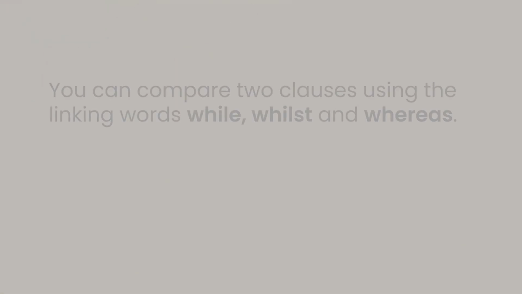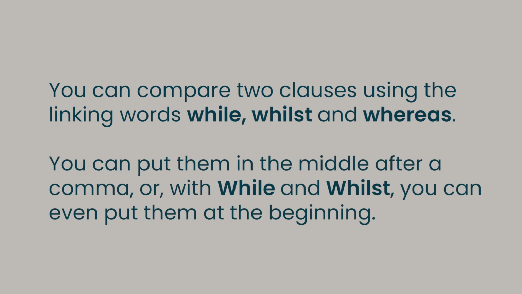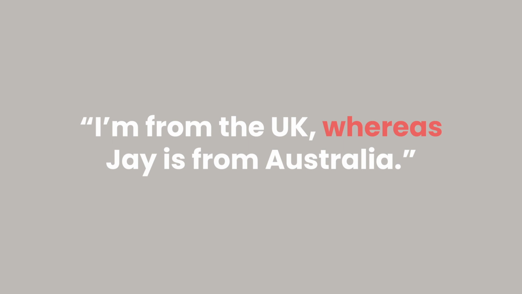Huh? Let me show you. You can compare two clauses using the linking words while, whilst, and whereas. You can put them in the middle after a comma, or with while and whilst, you can even put them at the beginning. So, for example, Matt said, I'm from the UK, whereas while or whilst, Jay is from Australia.